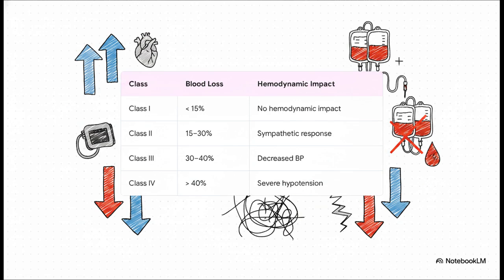Take a look at class 1 and 2, that's blood loss up to about 30%. At this stage, the patient is compensating with their sympathetic drive. Tachycardia is going to be your very first clue.